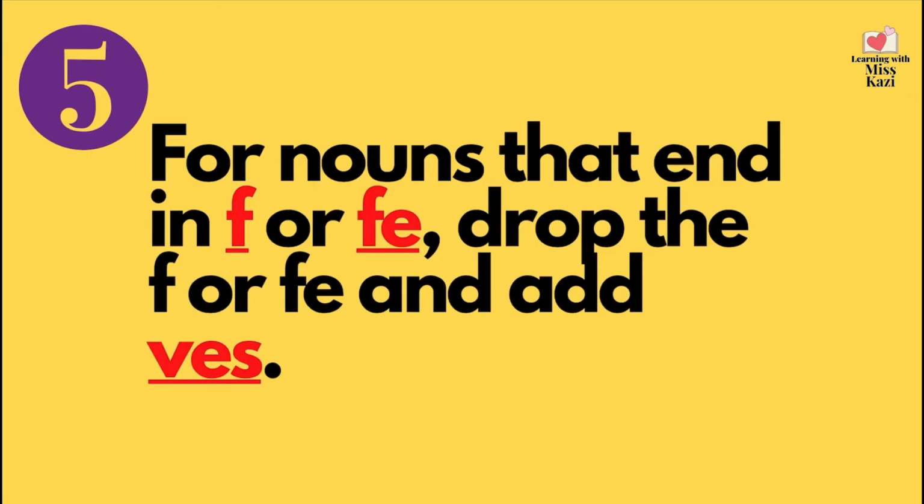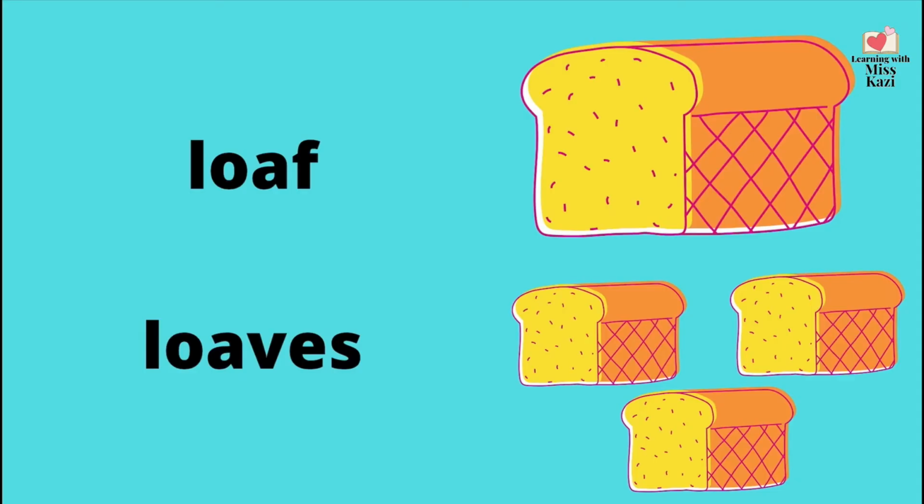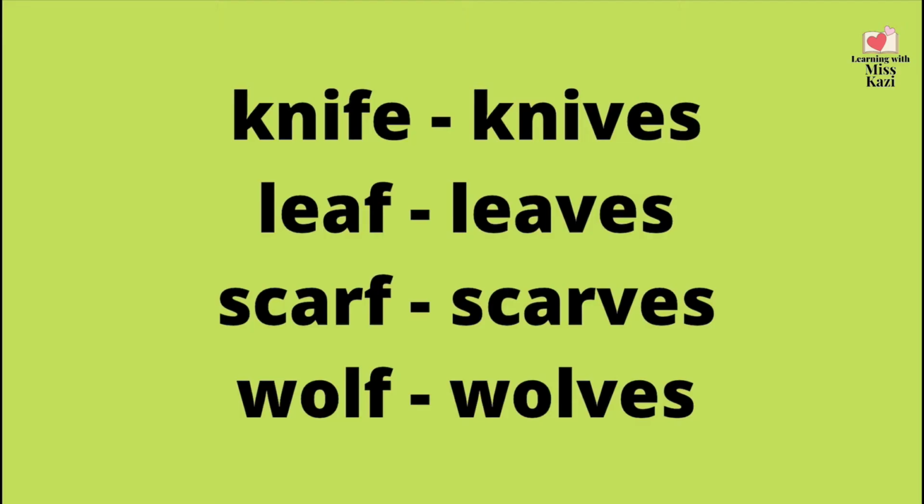Our next rule is for nouns that end in f or fe: drop the f or fe and add ves. For example, loaf. To change this to a plural, we remove the letter f and add the letters ves. For the word leaf, we removed the letter f and added the letters ves. So the plural of leaf is leaves.